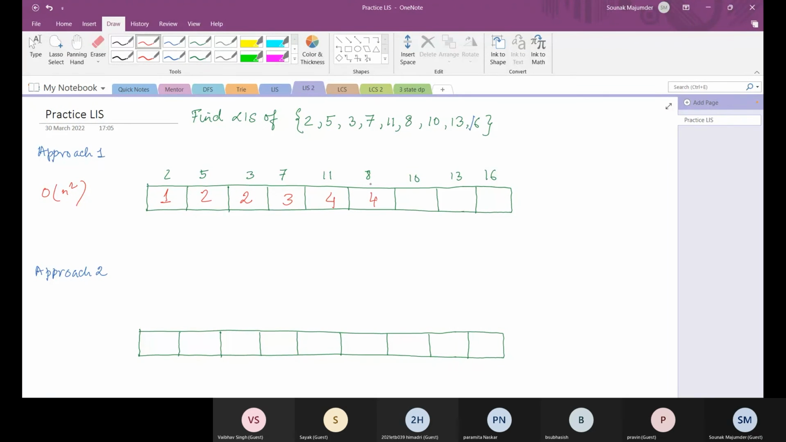For 10, 2 yes, 5 yes, 3 yes, 7 yes, 11 no, 8 yes, so maximum is 4, plus 1, it's 5. For 13, 2 yes, 5 yes, 3 yes, 7 yes, 11 yes, 8 yes, 10 yes. So all of them are less than that, but the maximum is 5, so it's 5 plus 1, it's 6.